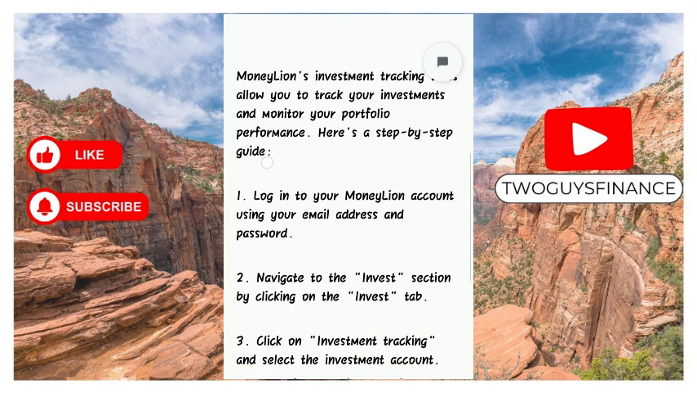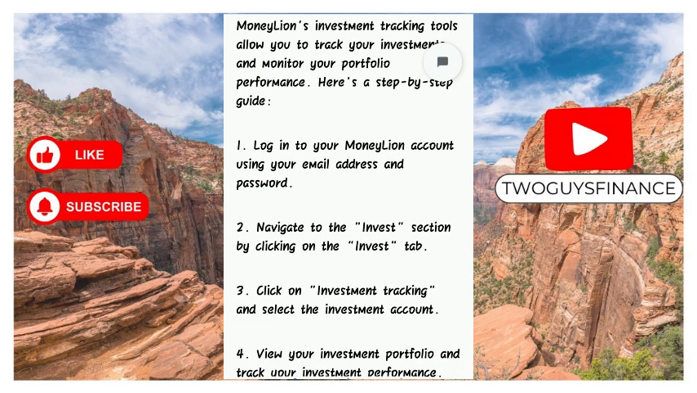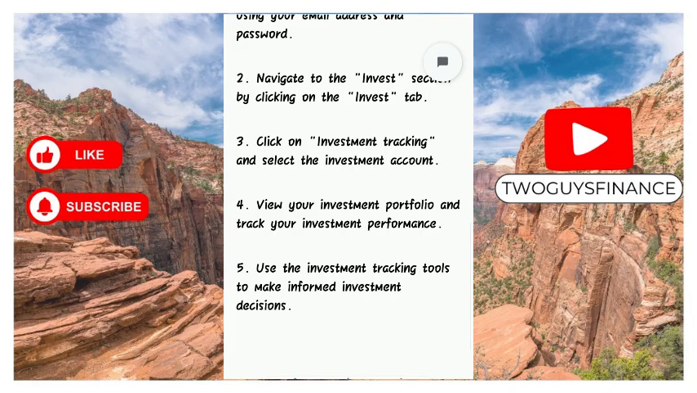So first thing you got to do is to log into your Moneylion account using your email address and your password. And once you're logged in, you want to navigate to the invest section by clicking on the invest tab. Next, you want to click on investment tracking and then select the investment accounts that you want to track. Then you can view your investment portfolio and track your investment performance.